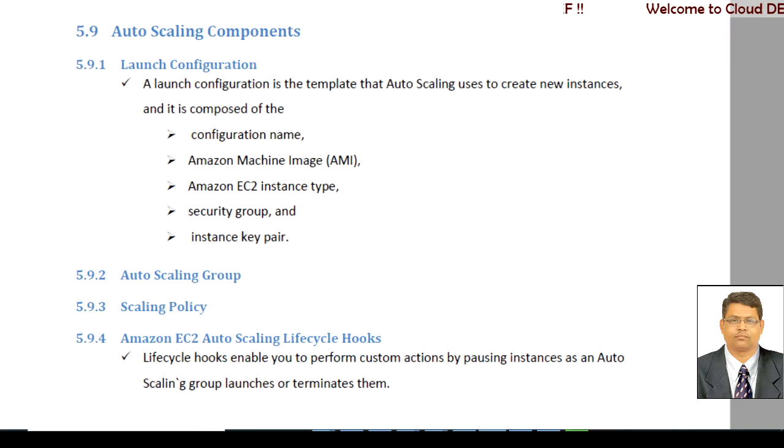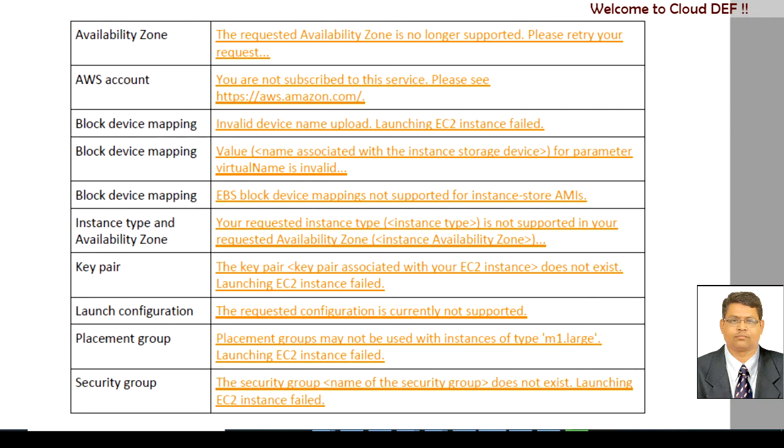EC2 instance launch failures. Issue, error message. Auto-scaling group: the auto-scaling group <name> not found. Availability zone: the requested availability zone is no longer supported. Please retry your request. AWS account: you are not subscribed to this service. Please see https://aws.amazon.com.